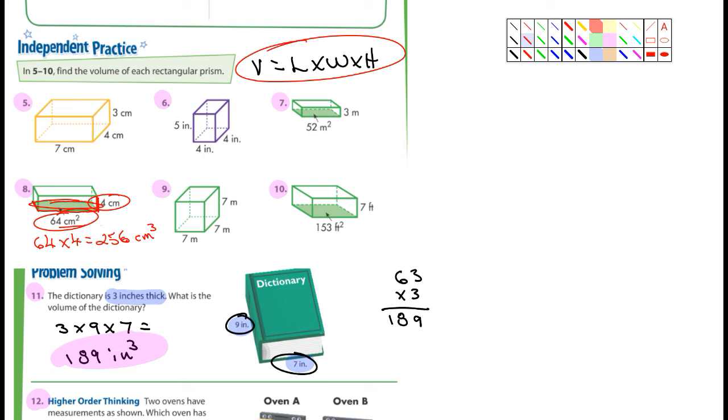How about this one right here? They gave us the area for number 10 here. Here's the area, the base. It's 153 feet squared. Okay. How high is it? Well, it's 7 feet high. So it's 153 times 7 equals, the answer is going to be feet cubed. I'll let you figure out what the answer is. Okay? That's how you would figure that out. All right. Same thing with number 7. You can do that the same way.